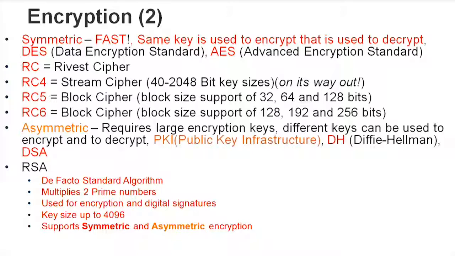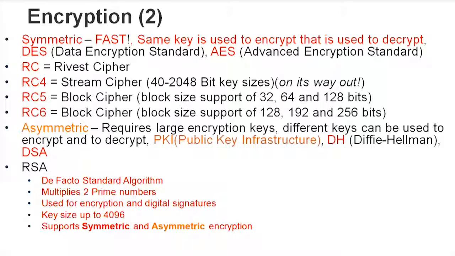There's RC, which is the Rivest cipher, named for the guy's name. There's a stream cipher, again symmetric, fast over the web. Downloading stream ciphers are fast. Symmetric, so the same key that encrypts it is the same key that decrypts it. 40 to 2048 bit sizes. It's on its way out, and that's why: the biggest key you can get is 2048, and that's the smallest you should ever be using.